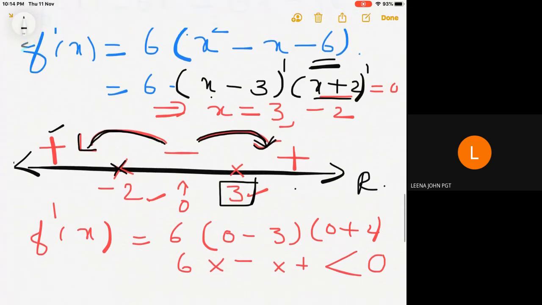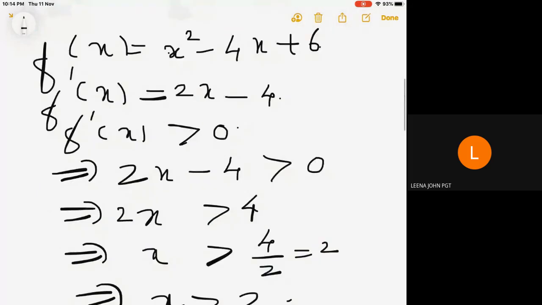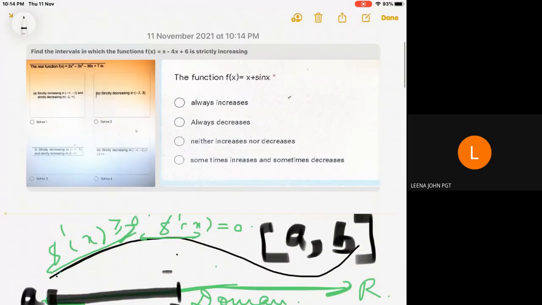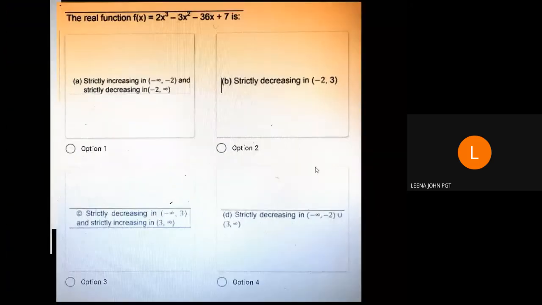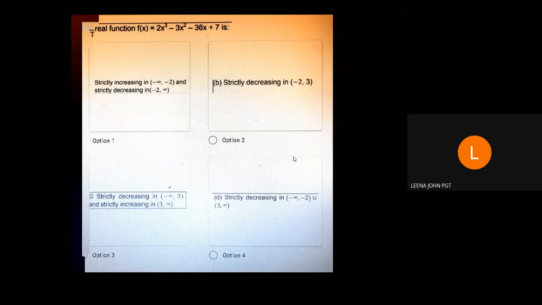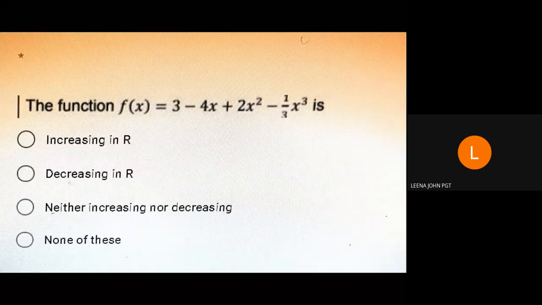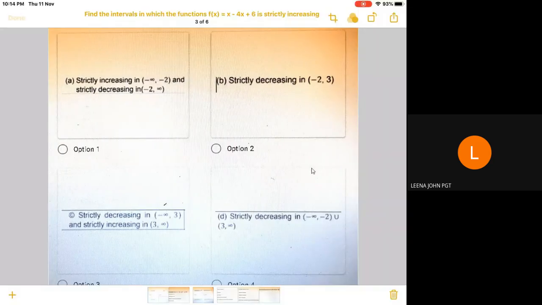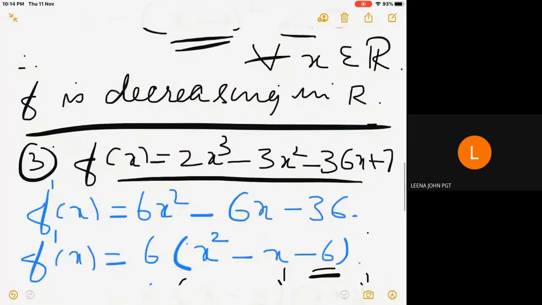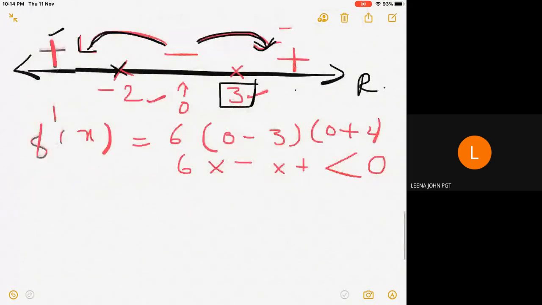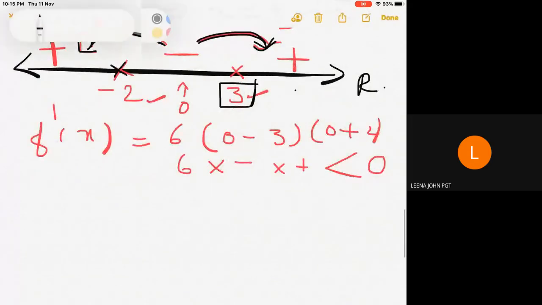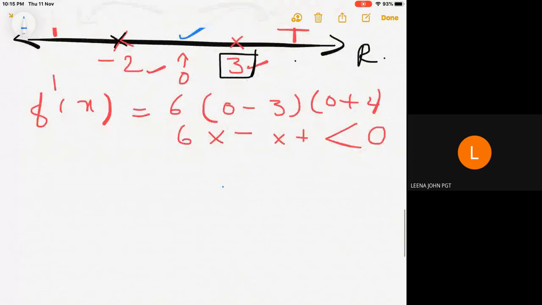So now we can decide your answer according to the options given. It is given, strictly increasing in minus infinity to minus 2. So what will be the option? Strictly decreasing in minus 2, 3. So from this interval you can see that it is strictly decreasing in this one. This is correct. So that option is correct. The second option is correct.